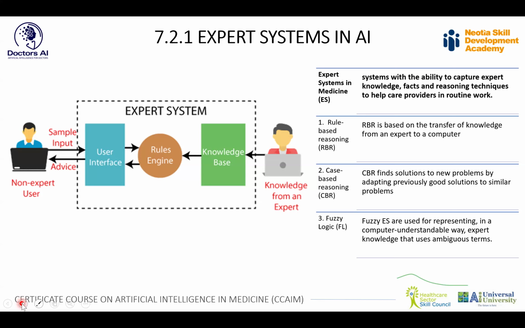Now, there is also something called fuzzy logic, which is very interesting, and we need to understand it because a lot of fuzzy logic systems are used in the application of medicine, in the implementation of AI tools. Fuzzy logic expert systems are used for representing expert knowledge in a computer-understandable way, but that has ambiguity. So it is not a clear-cut yes or no, but somewhere in between. Let's look into that in the upcoming slides.